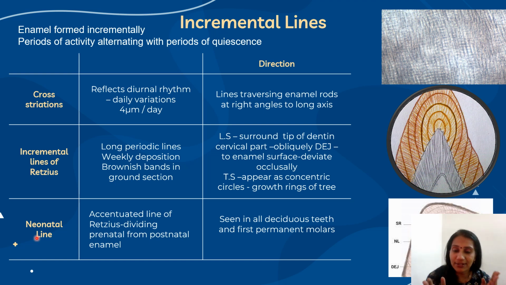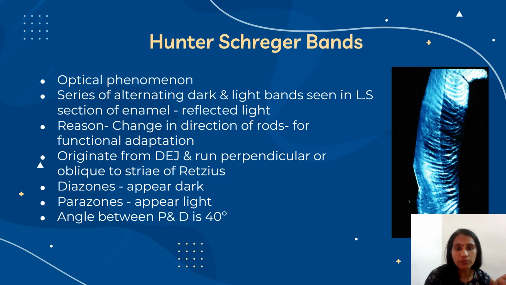So that resting period, a longer or bigger striae of Retzius, an accentuated striae of Retzius, is called the neonatal line, which demarcates your prenatal and postnatal enamel. It is seen in all deciduous teeth and also in first permanent molars. The other structure you can see is the Hunter-Schreger band.